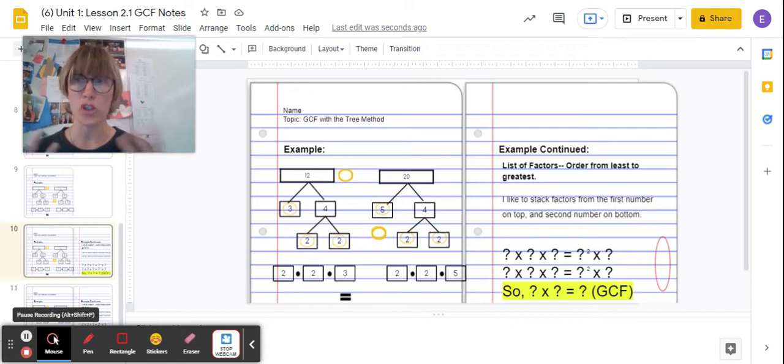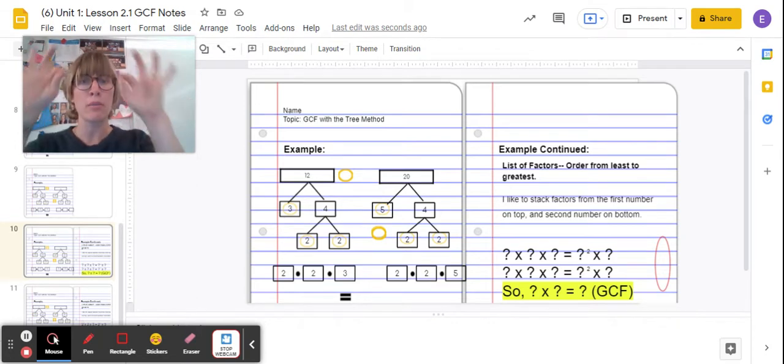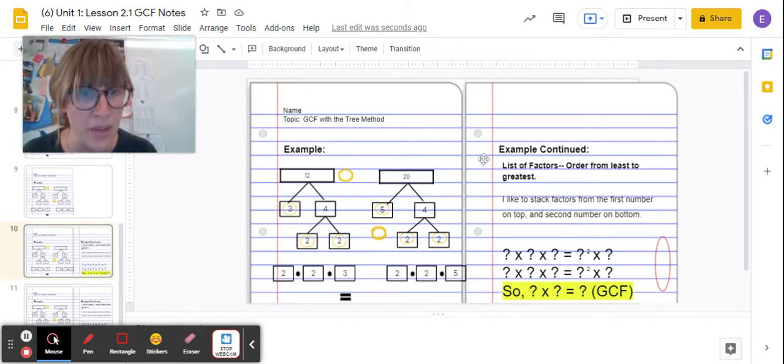All right, so we're ready to take our trees and our prime number strings, and we're now going to use that information to find the greatest common factor that is shared between these two numbers, in this case, 12 and 20. Greatest meaning biggest, common meaning the same, and factor meaning a number that you can use to pair with another number to multiply and hit your target number.